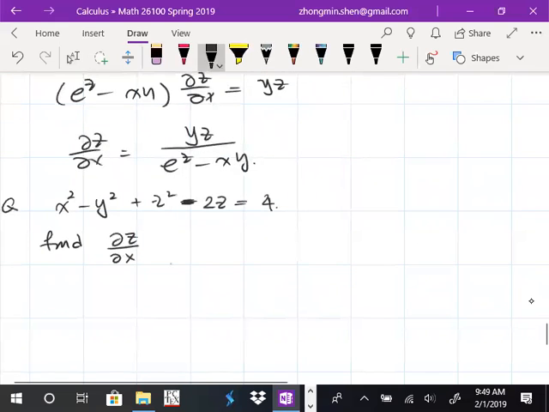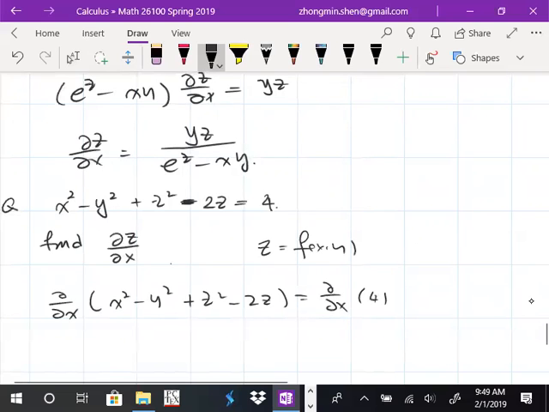So here, z can be viewed as a function of x and y, but you don't need to find the expression. So z depends on two variables, not just one. So we just differentiate both sides with partial derivatives, right? It's similar, yeah, partial derivative.